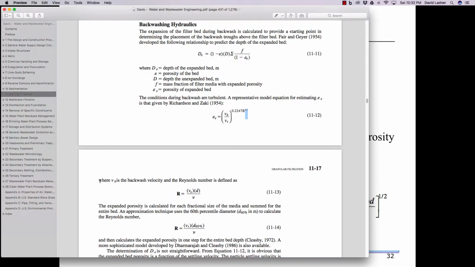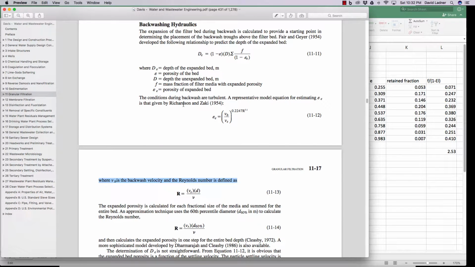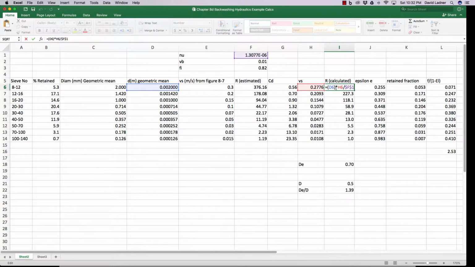But the key is that they calculated VB, the backwash velocity, and the Reynolds number using this definition for Reynolds number, VSD over nu. So this equation only works when the Reynolds number does not include the shape factor. So arguably, here when we estimated the Reynolds number, we shouldn't have used the shape factor either, because it was just an estimate, and here we're going to do that calculation. But regardless, the better way to calculate Reynolds number is to use the shape factor. But because Richardson and Zaki came up with their equation using this other definition of Reynolds number, we don't use it here.